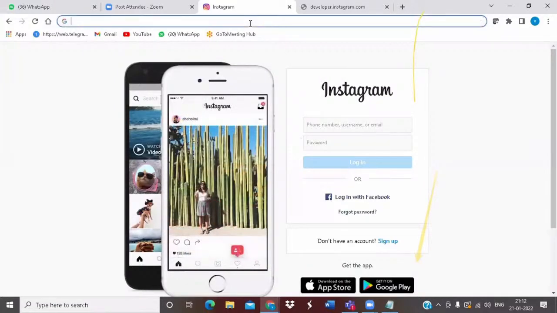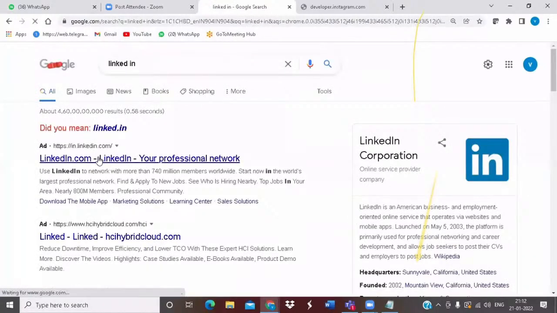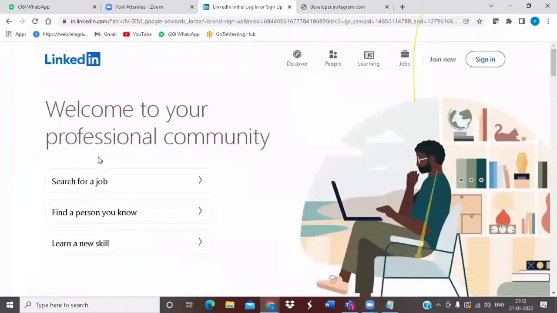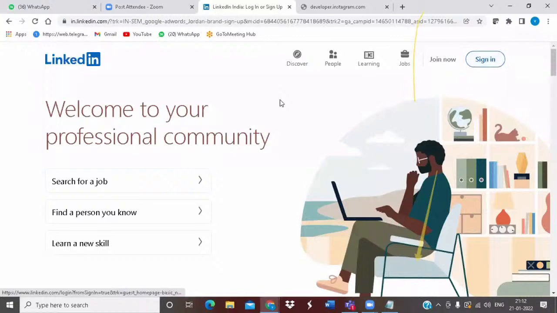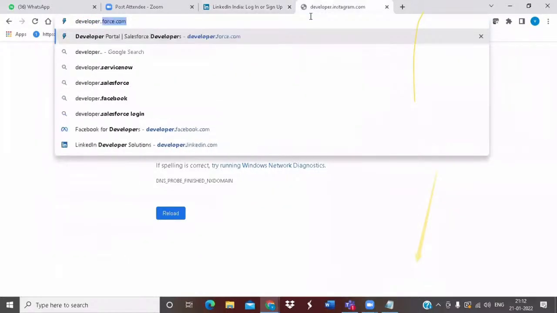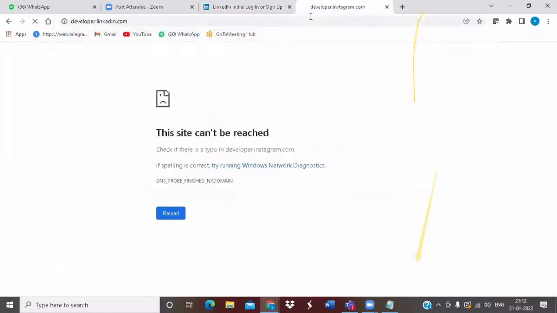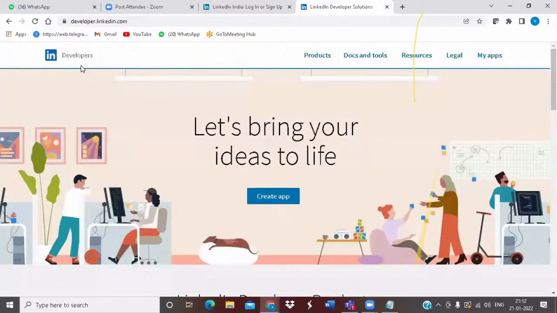Do you know about LinkedIn, yes or no? Yes, LinkedIn. It's also a social website. Here also I need to enter my username and password, yes or no? I need to click on sign in. This is the SaaS side of LinkedIn. Now, developer.linkedin.com. This is the SaaS side of what?